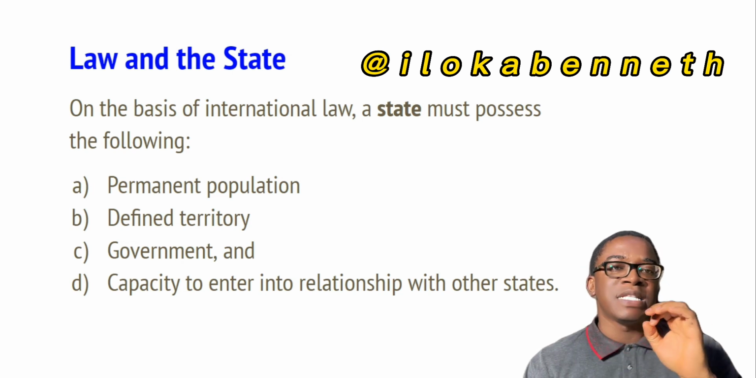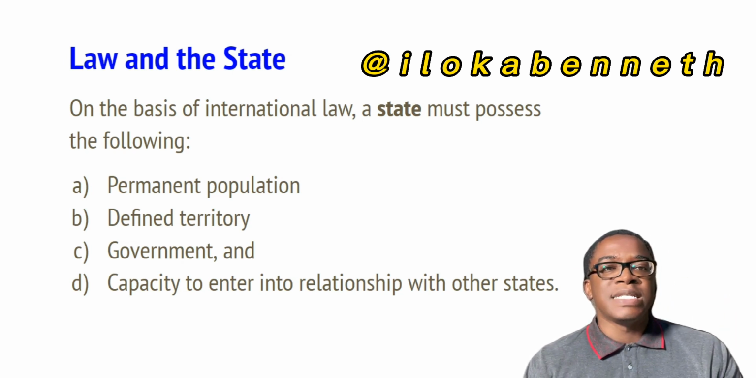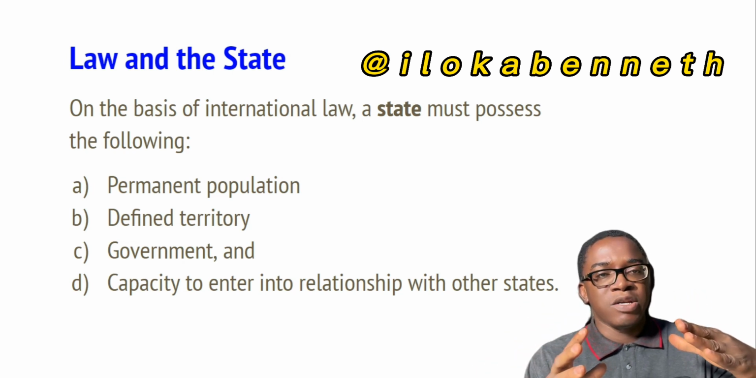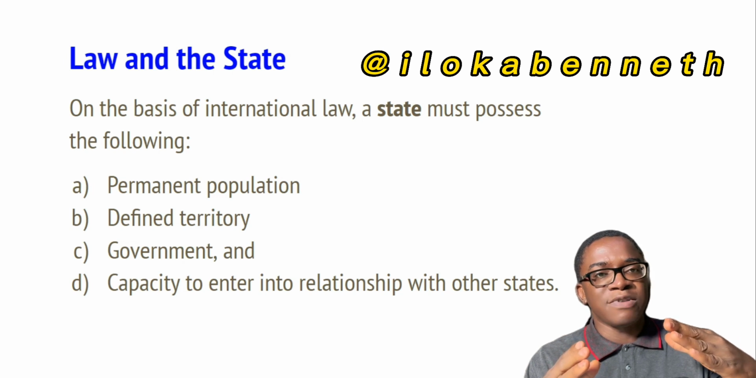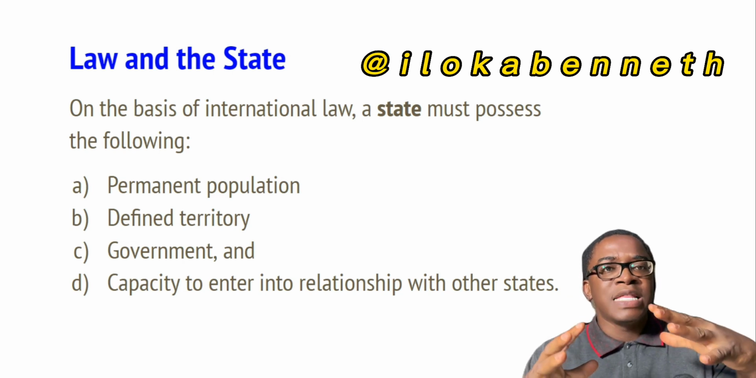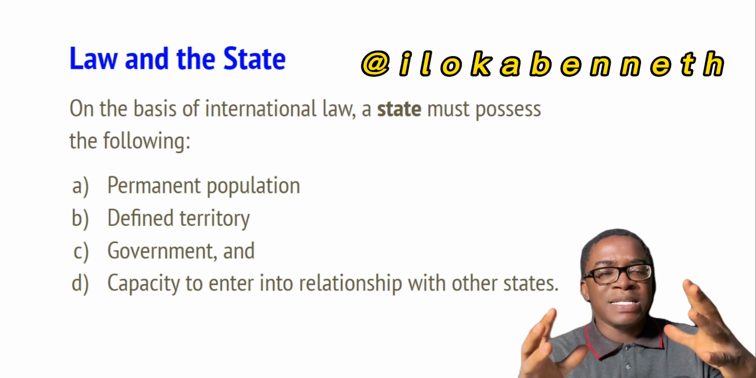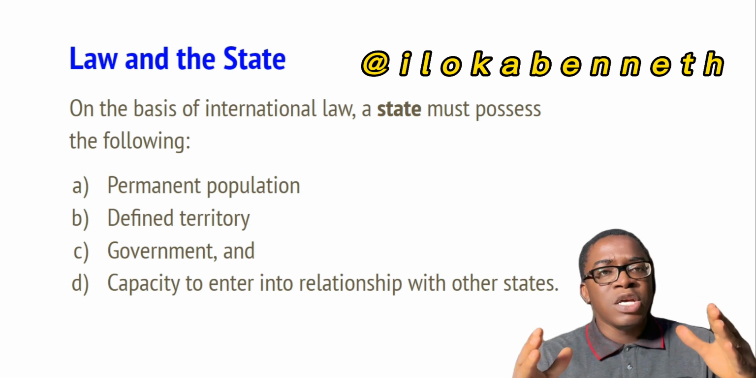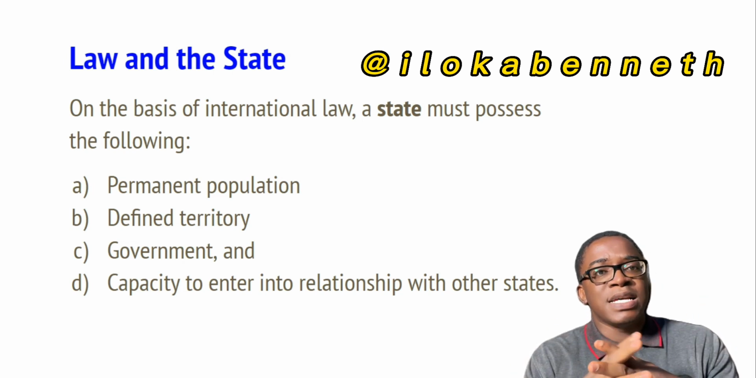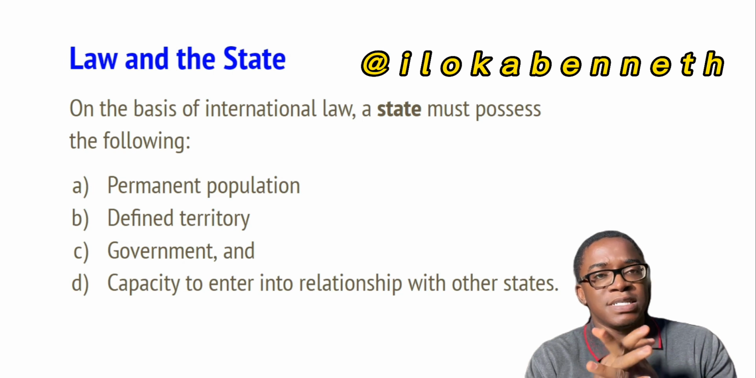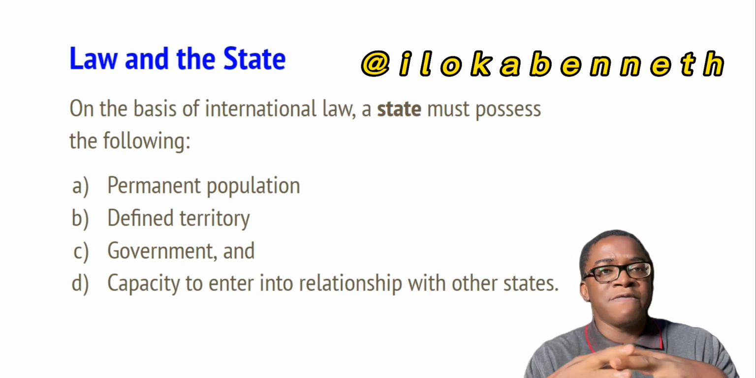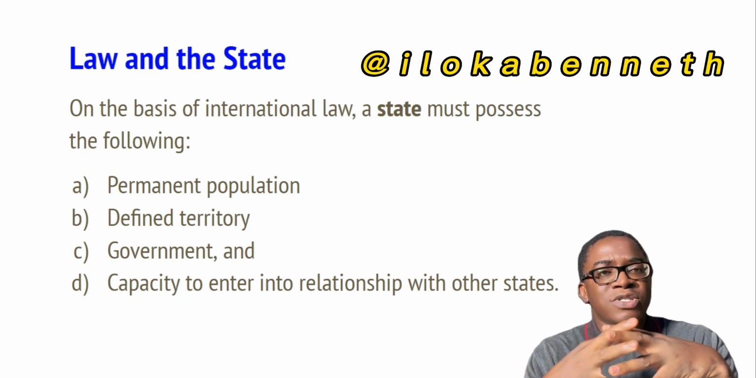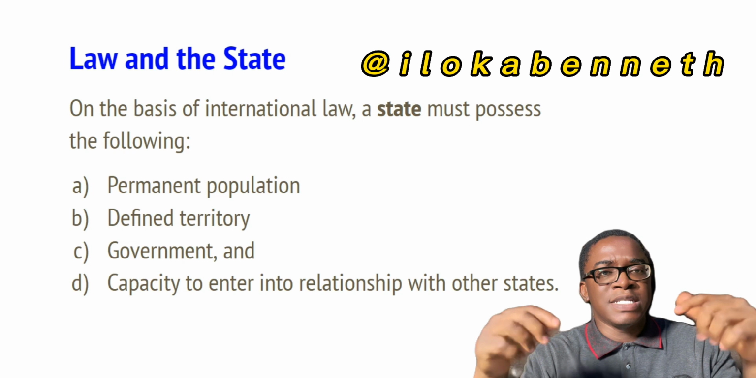Okay, first is permanent population. For a state to exist, there must be a permanent group of people that reside within that state. They could be different in terms of culture and values. However, they must all agree to reside within the state. For instance, in Nigeria, we have the Hausas, Igbos, Yorubas, and so many other tribes, as well as over 500 languages being spoken in Nigeria as a state. However, all these people came together and decided to be a state, and as such, they form a permanent population for the state of Nigeria.